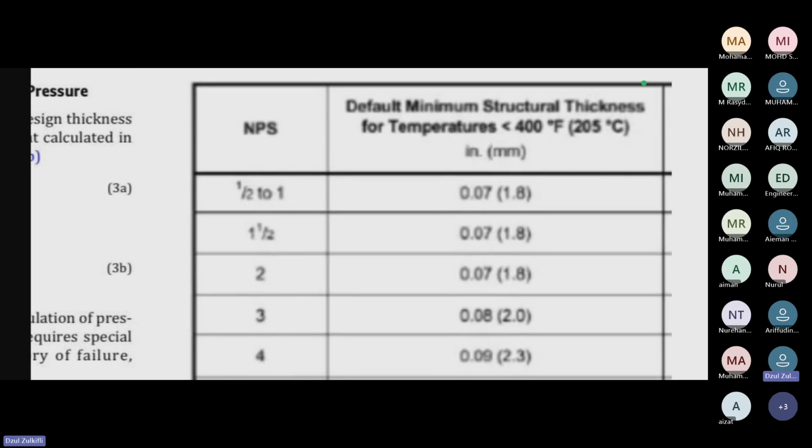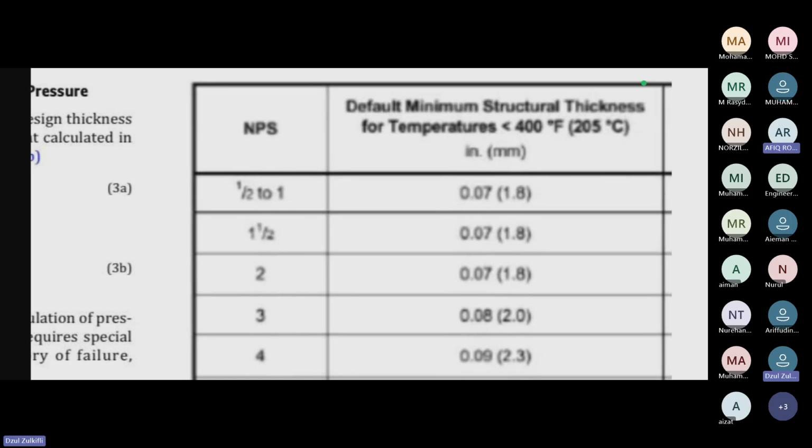Okay, so for example here, you can see 3 inch is 2 mm. But that is the absolute minimum. The alert I think was 2.3 or 2.4, I don't remember. But yes, it's thicker than that. Okay. Alright, so that's the simple way.